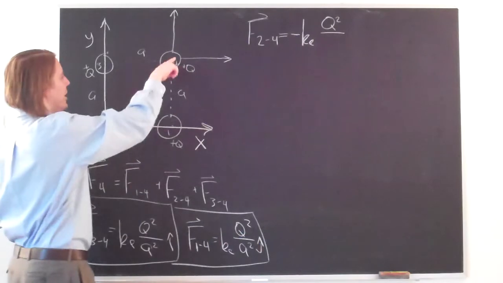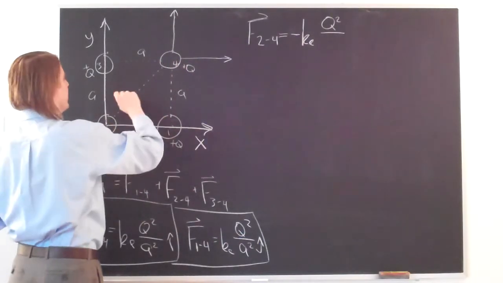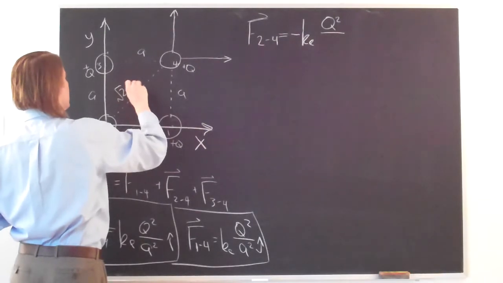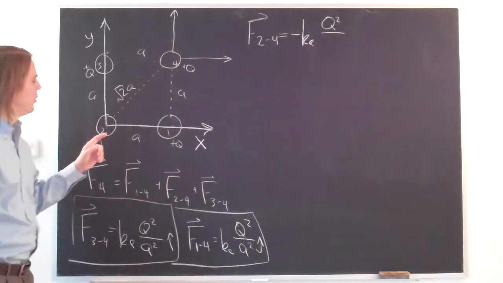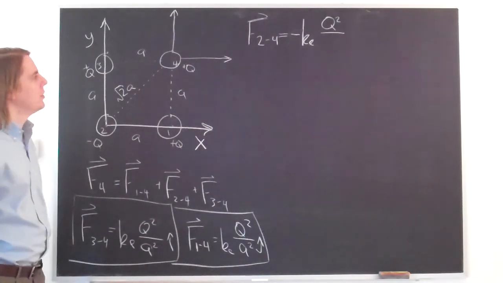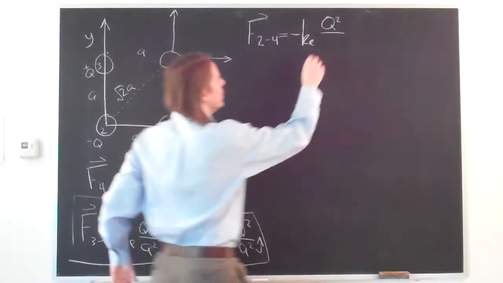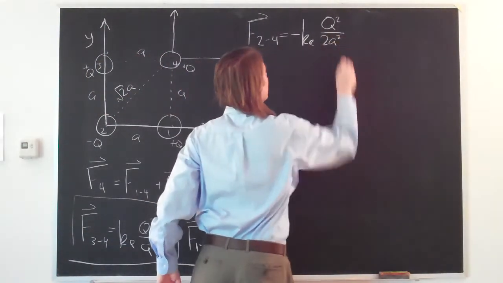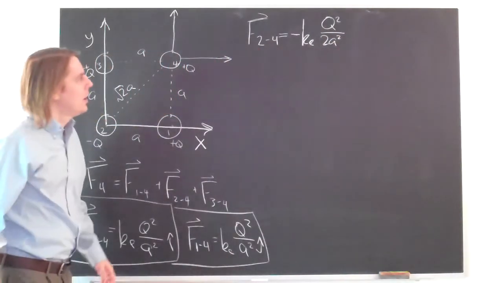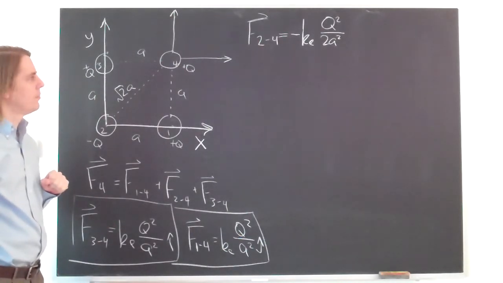So these aren't separated by a, but we can use the Pythagorean theorem to know that they're separated by the square root of 2 times a. The square root of a squared plus a squared is the square root of 2a squared, so square root of 2 times a. But that gets squared in the denominator of Coulomb's law, so that's 2a squared. Okay. So that's the magnitude of the force, but now we need the direction.